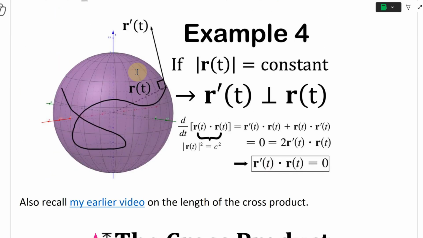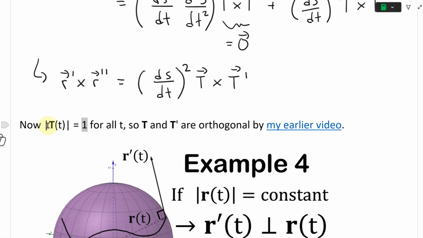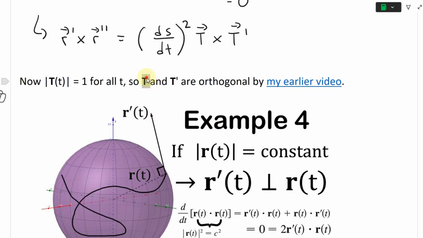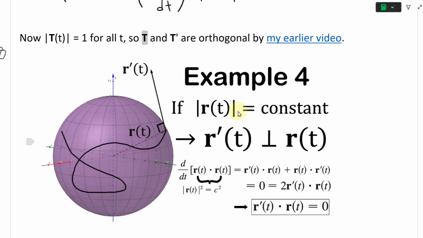Anyways, going further, recall from my earlier video. Because this is equal to 1, in other words a constant for all t, the unit tangent vector and its derivative are orthogonal. Recall example 4 of my earlier video, with a link right here. Basically, if you have any curve on a sphere, where the magnitude is constant, then if that constant is 1, it's a sphere of radius 1, everywhere 1.